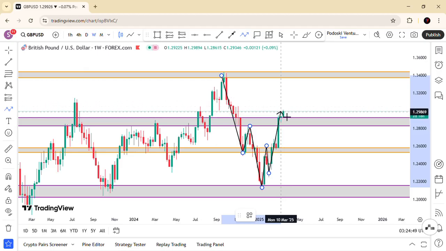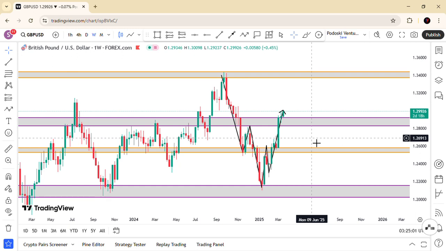We are yet to see a pullback because the buying pressure is very strong. So we are yet to see a pullback.